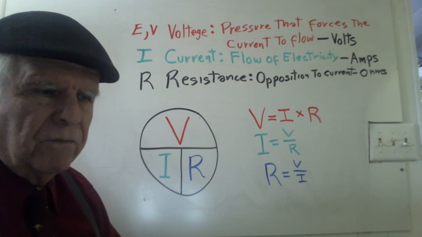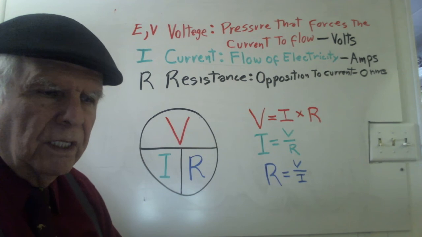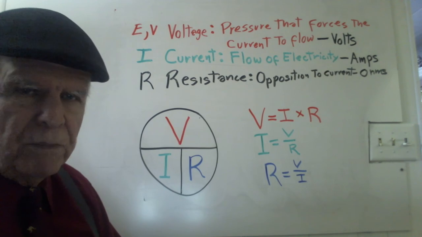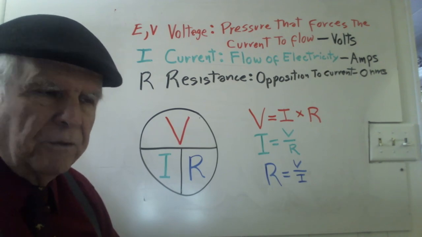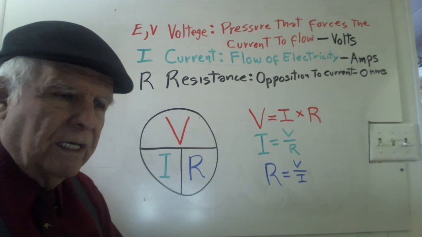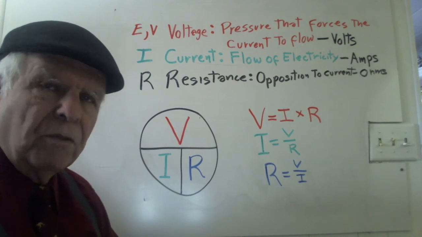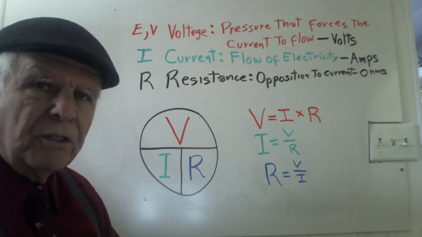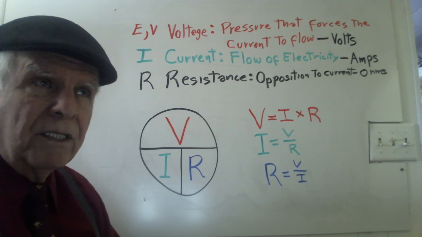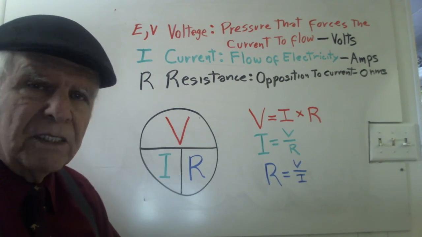Okay, the actual flow of current through the wires, that's called current. Current is the actual flow of electricity, and it's measured in amps. Likewise, voltage is measured in volts. So we have voltage measured in volts, current measured in amps. And finally, we have opposition to current flow. Opposition to current flow is offered by resistors, as we'll see in the next few lessons.